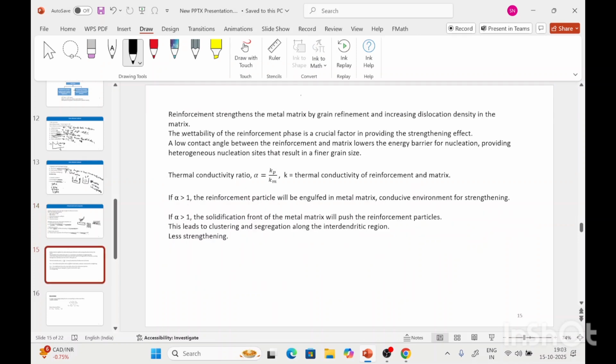Then next is the reinforcement, how it increases the properties of the metal matrix. So the reinforcement strengthens the metal matrix by grain refinement and increasing dislocation density in the matrix. So the wettability of the reinforcement phase is the crucial factor in providing the strengthening effect. Generally, we define wettability as: if the contact angle between metal matrix and reinforcement is less than 90 degrees, it is a good wettability.